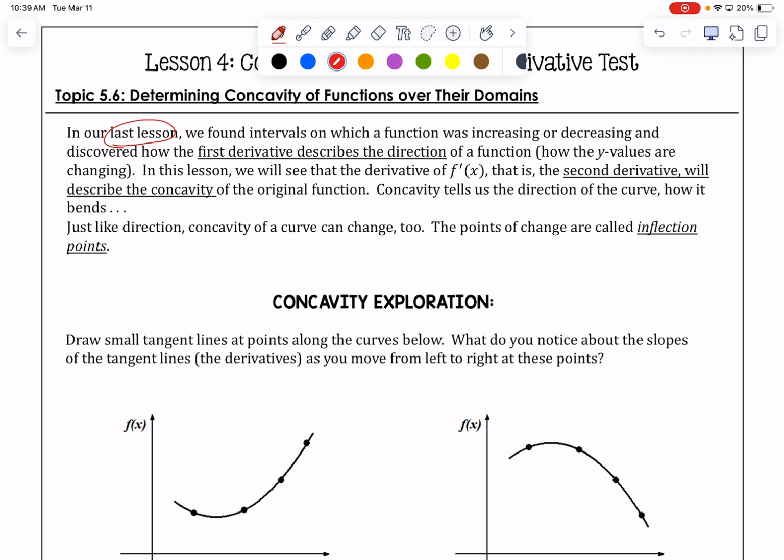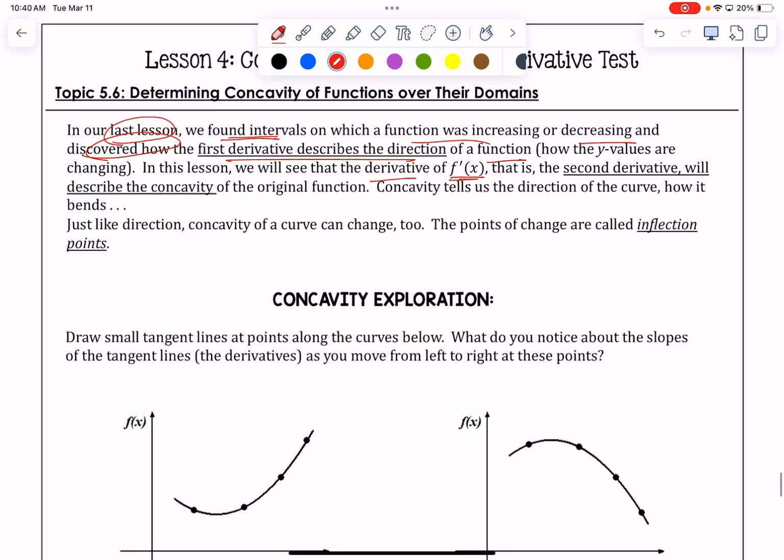All right. In our last lessons, we found intervals. You need to listen. This is where you feel like you're multitasking big time. In the last lesson, we found intervals where the function was increasing and decreasing by discovering how the first derivative describes the direction of the function. Where the first derivative is positive, it's going up. Where the first derivative is negative, it's going down. In this lesson, we'll see that the derivative of the first derivative, that is the second derivative, will describe concavity of the original function. Concavity tells us the direction of the curve, how it bends. Bent up or bent down.